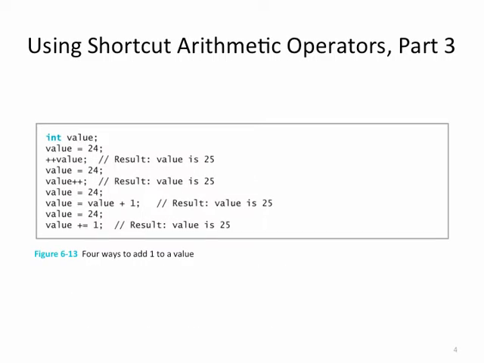So if we have an integer variable called value, and we set value equal to 24, we can change that to 25 by saying ++value. Let's assume we reset value to 24. We can make that 25 by saying value++. Let's assume we reset value to 24. We can make it 25 by saying value = value + 1. Let's assume we reset value to 24. We can make it 25 by saying value += 1. So those are 4 different ways to add 1 to the variable value.